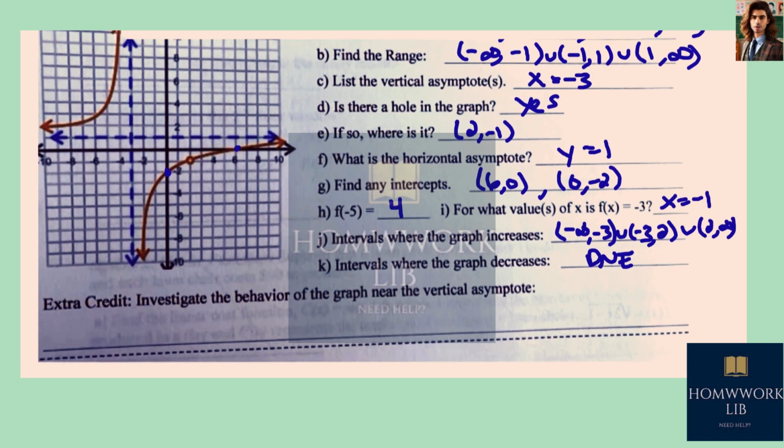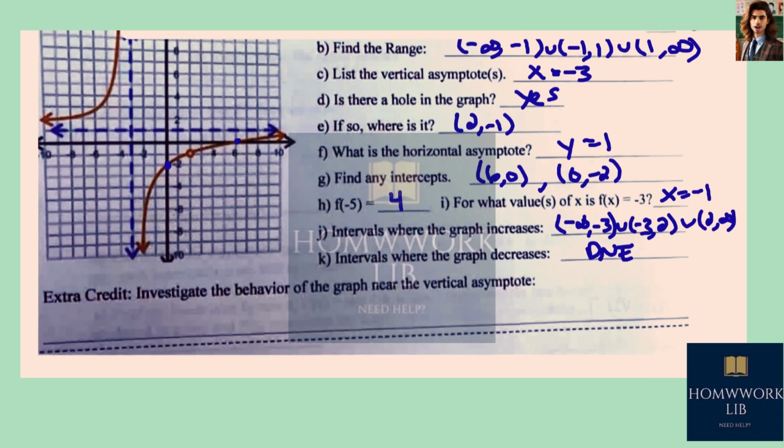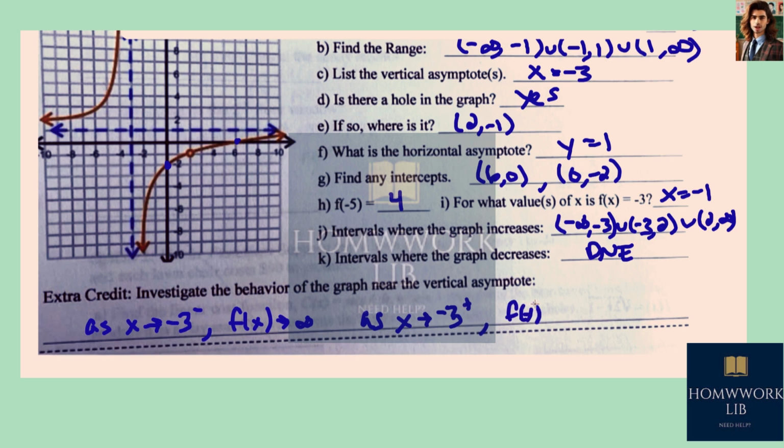The behavior of the graph near the vertical asymptote, you could say it like this: as x approaches -3 from the left, f of x goes up to infinity, and as x approaches -3 from the right-hand side, the function goes down to -infinity.